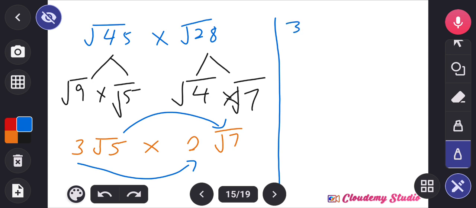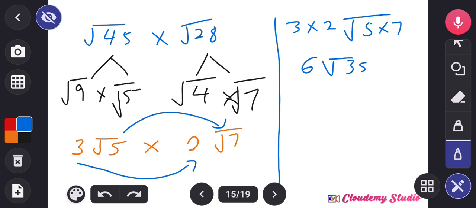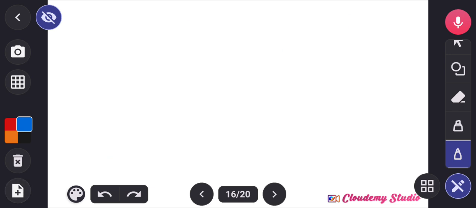That will be equals to 3 multiplied by 2, root of 5 multiplied by 7. As simple as that. And 3 multiplied by 2 equals to 6. That will be equals to 6 root 35. And that's your answer. Very, very simple. Let us do another question.